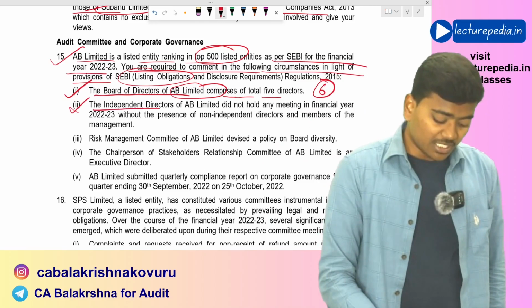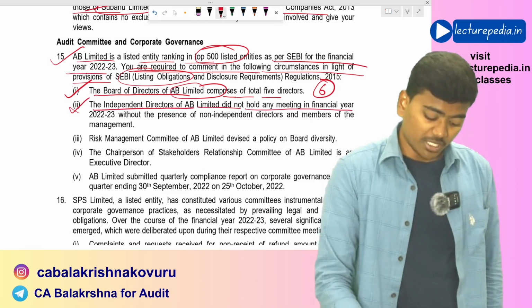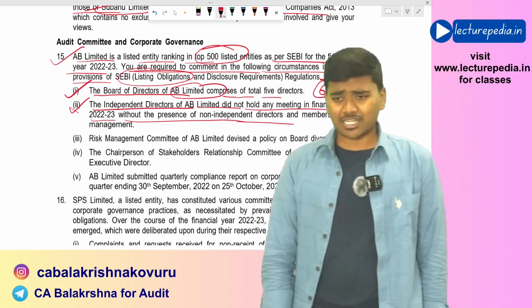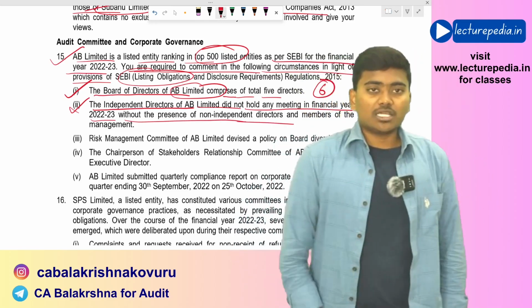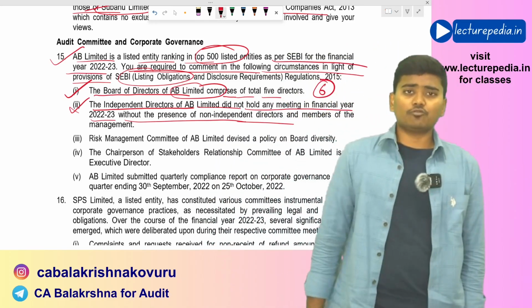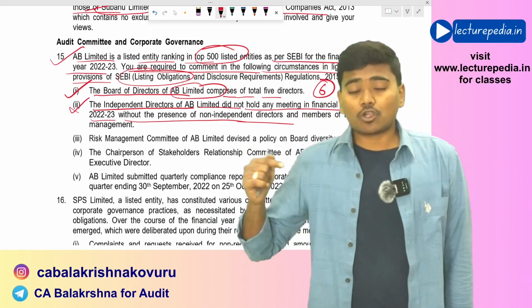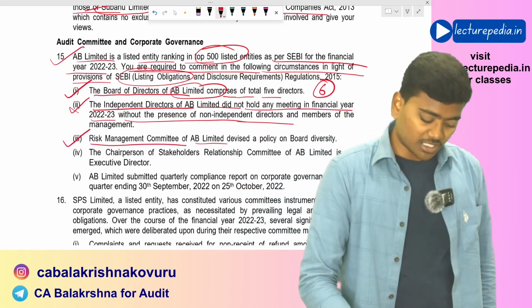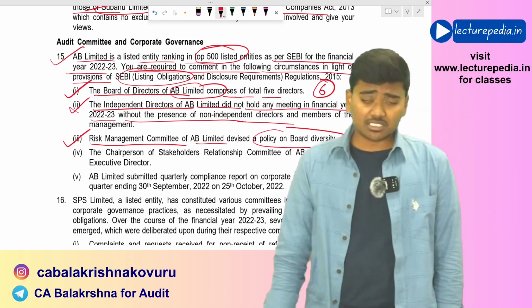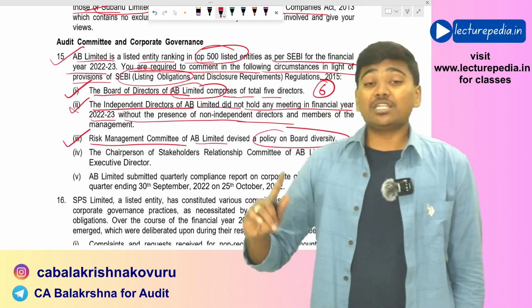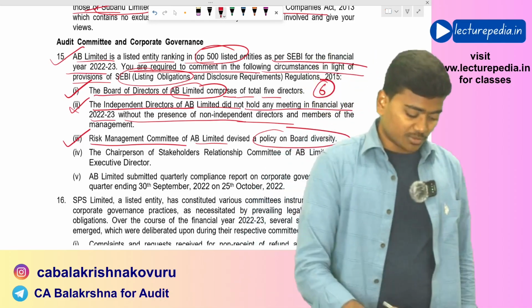Next, the independent directors of AB Limited did not hold any meeting in the financial year 2023 without presence of non-independent directors. Again, non-compliance. As per LODR regulations, the independent directors must hold at least one meeting during the year without presence of non-independent directors. Next, risk management committee of AB Limited devised policy for board diversity. No, the policy for board diversity has to be devised by nomination and remuneration committee, not risk management committee.